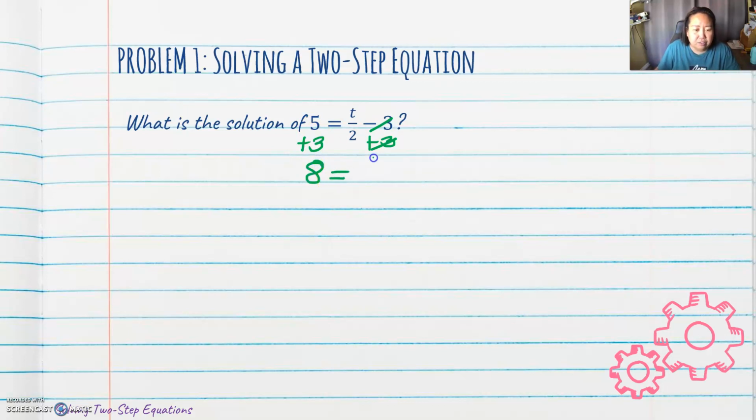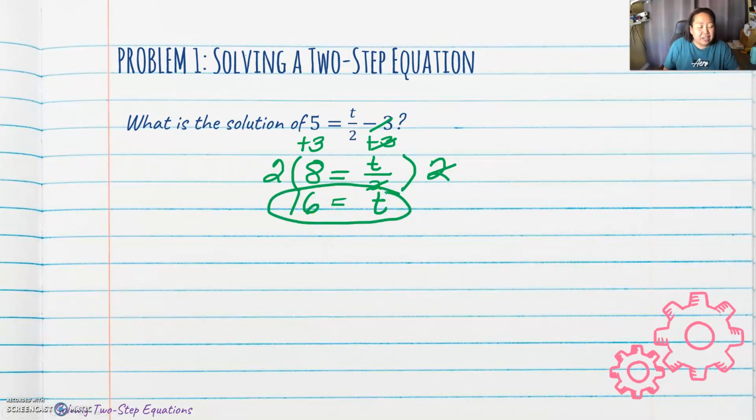And as you can see, we have t divided by 2. For us to isolate t, we need to remove the divided by 2. What is the opposite of divided by 2? It's multiply by 2. So we also multiply 2 to our other side, which is 8. 2 divided by 2 is 1, and so you can see that our variable t is now alone. On the other side, we have 2 times 8, which is 16. So our variable t is now equal to 16.